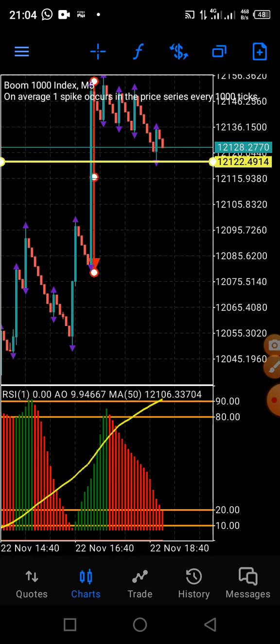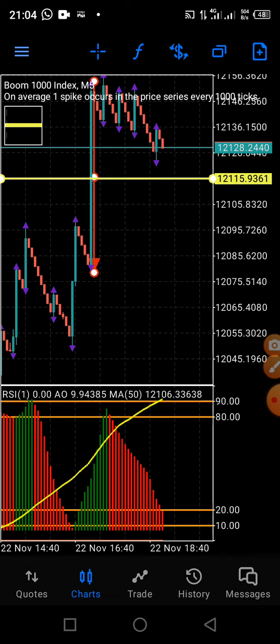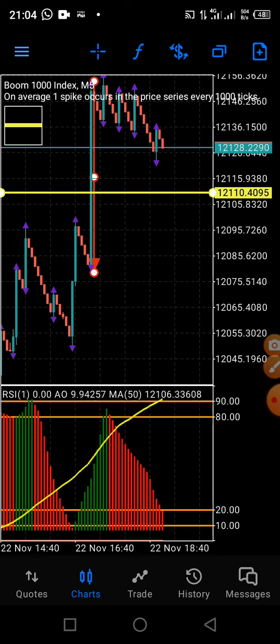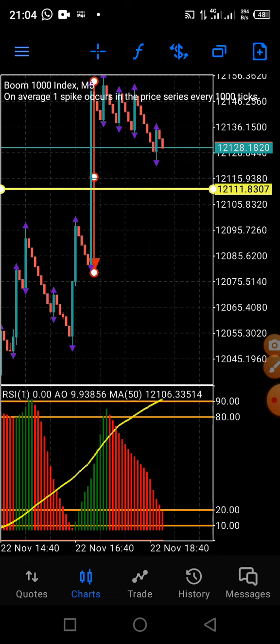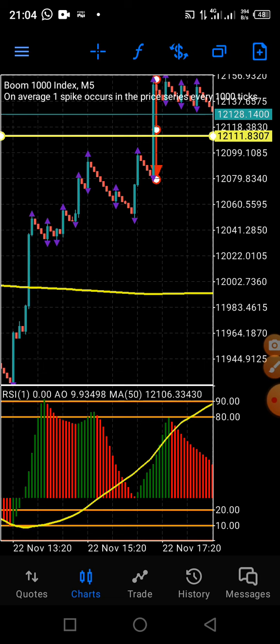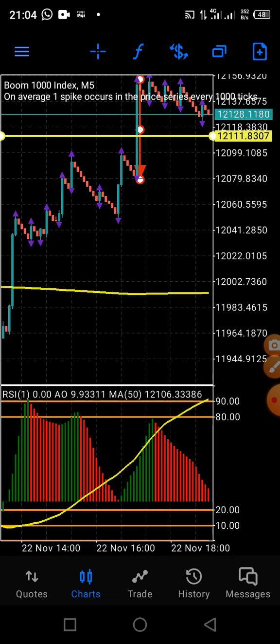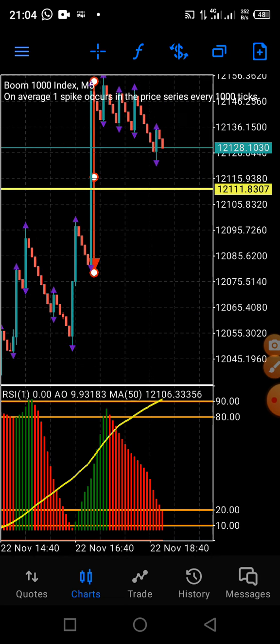M5, this is M5. So this candle in M5, in between of M5, it is here. Okay? It is here. So you need to expect the strike to happen here in between. So in between this candle in M5.